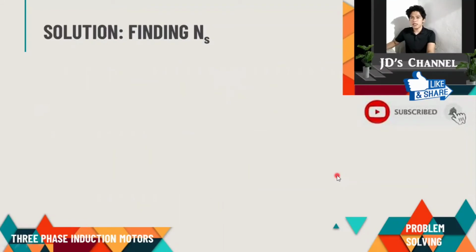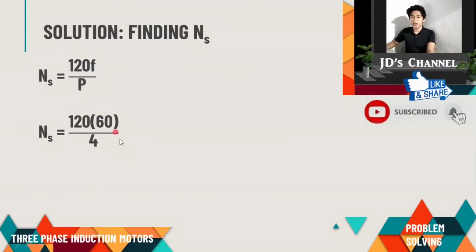So let's now proceed sa solution natin, class. So first is we need to find the value of NS. So the formula to be used is again 120F over P, and then class is substitute na natin yung ating value ng F at value ng P, which is 60 and 4. And what would be our answer for the value of NS? NS is equals to, so we have the value of NS, that is 1,800 RPM.